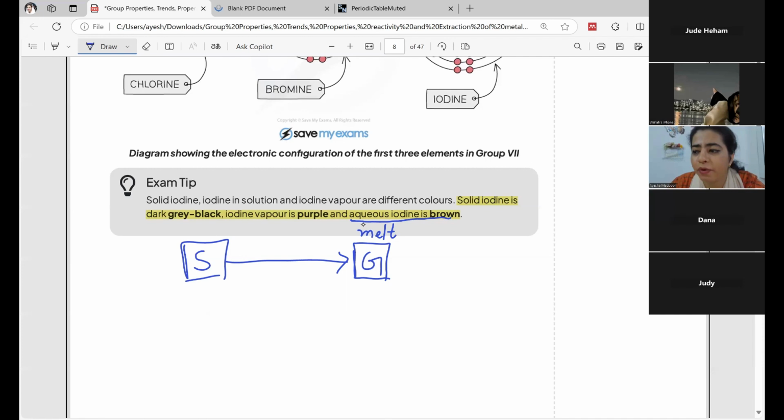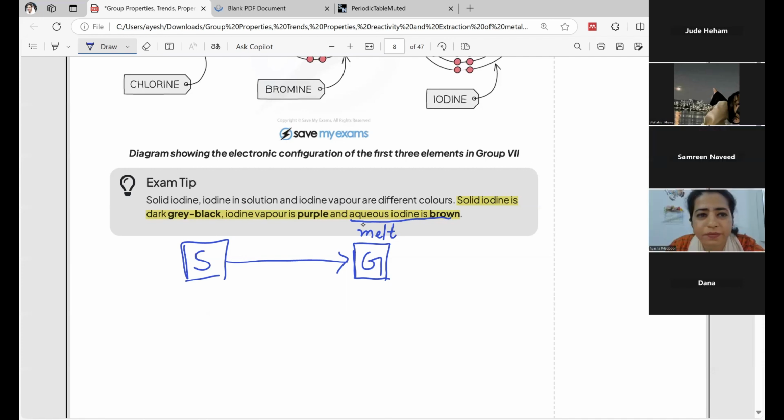Dry ice is made up of, yes, Wafia? Miss, it's made of carbon dioxide.